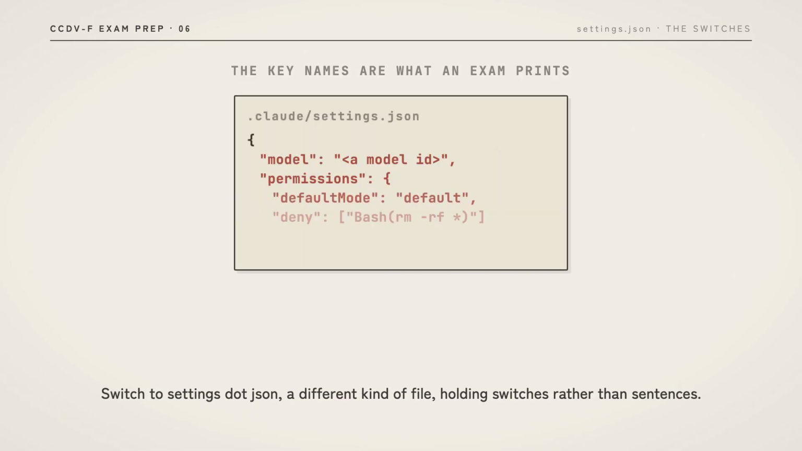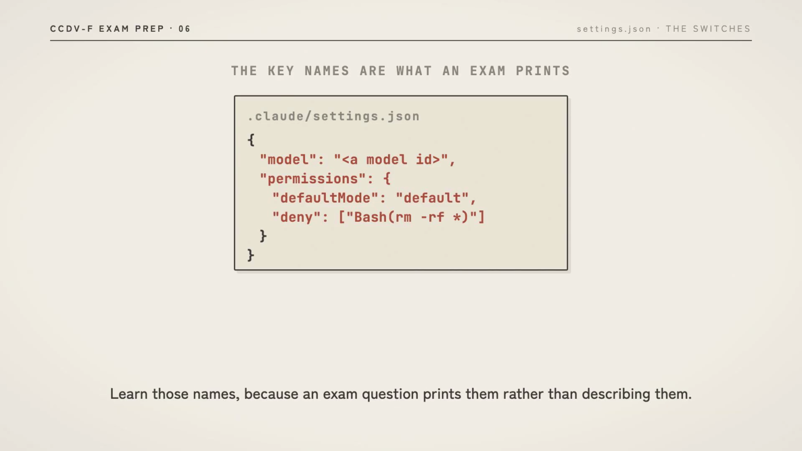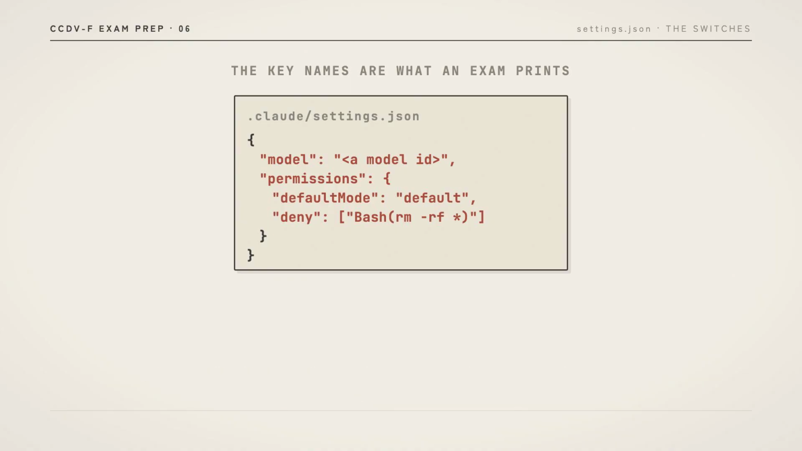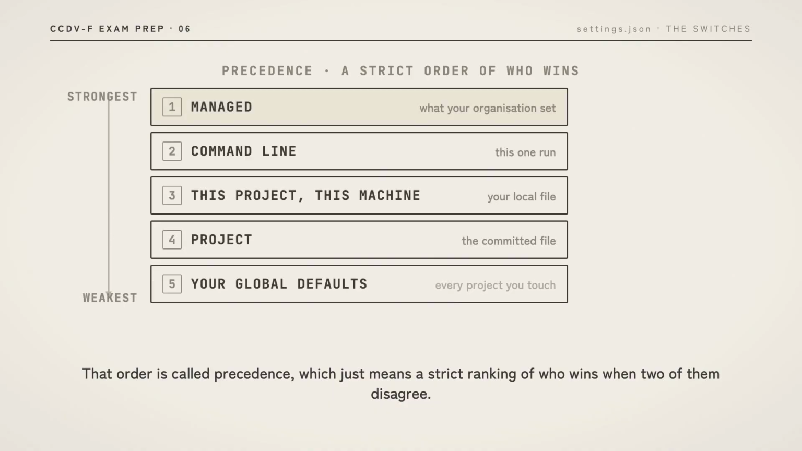Switch to settings.json, a different kind of file holding switches rather than sentences. Inside it you'll find keys like model and a permissions block holding default mode and deny. Learn those names because an exam question prints them rather than describing them. And these files combine the opposite way from the rules. The words stacked, the switches pick a single winner. That order is called precedence, which just means a strict ranking of who wins when 2 of them disagree.